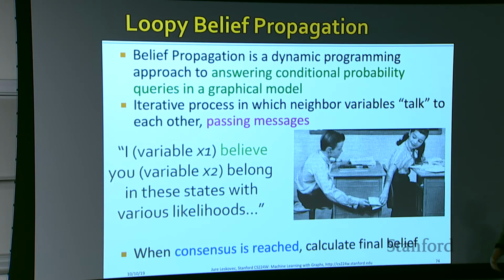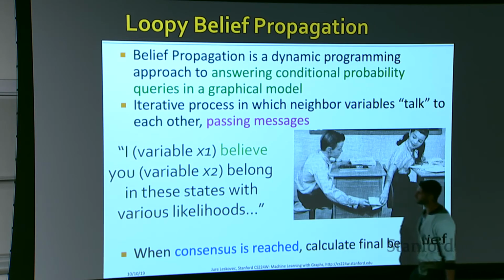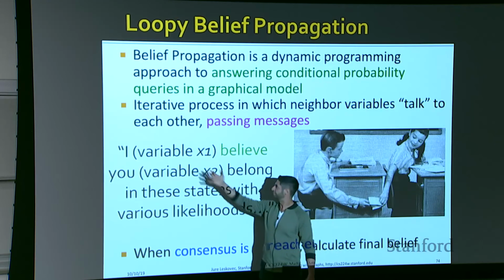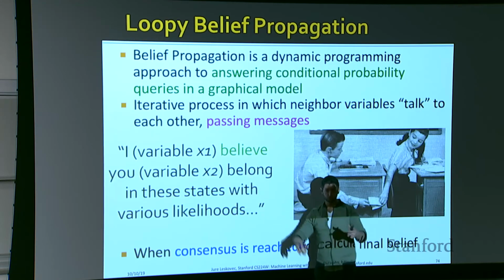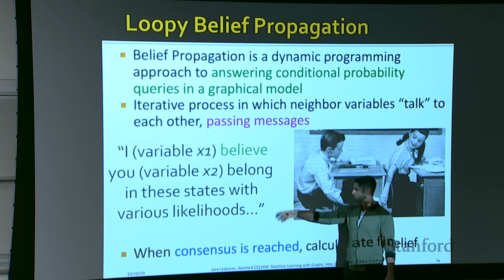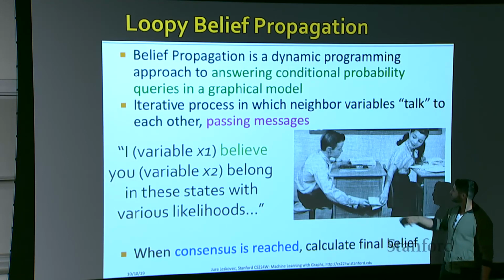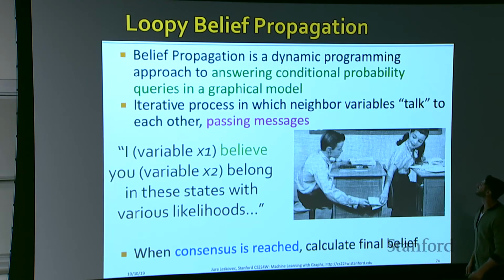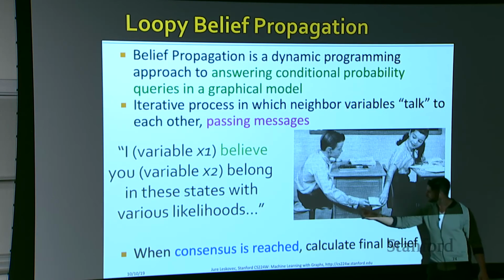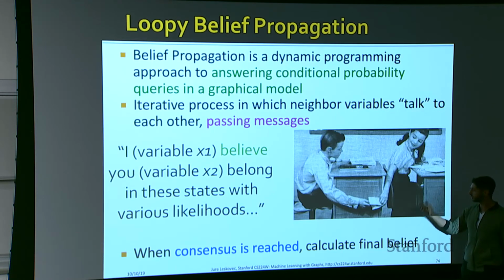Now let's try to dissect this statement and make it easier. It's an iterative process in which every neighbor of variables talk to each other and pass messages. What these messages contain is basically: if I myself am variable xi, I believe that you, variable xj, belong in these states with different likelihoods. The way it works is like you're in school and you're trying to cheat and passing a small piece of paper during the exam. The state of this node does not depend on the belief of the node itself. It depends on the belief of all the nodes surrounding it. So that's why it's called message passing.